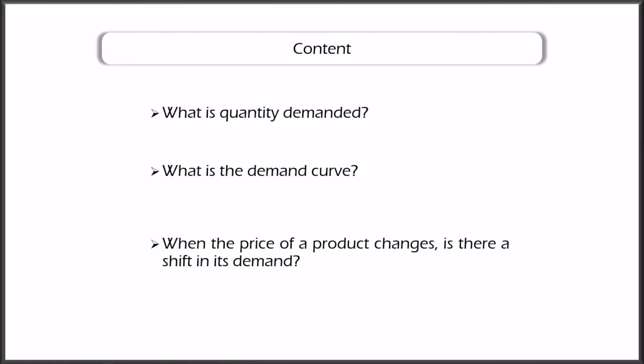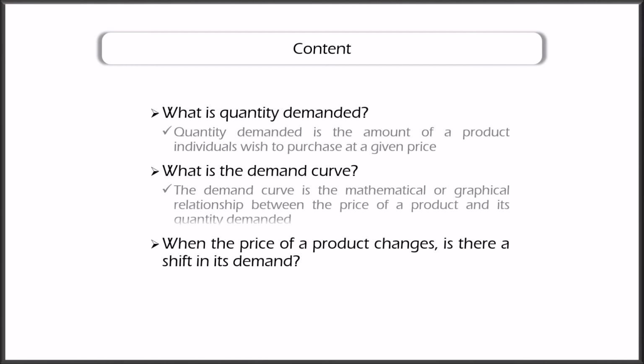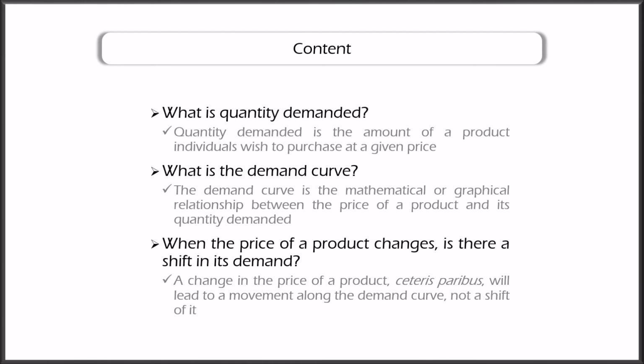To conclude, let's review the questions that this class set out to answer. In this class, we saw that quantity demanded is the amount of a product individuals wish to purchase at a given price. The demand curve is the mathematical or graphical relationship between the price of a product and its quantity demanded. And finally, a change in the price of a product, ceteris paribus, will lead to a movement along the demand curve, not a shift of it.